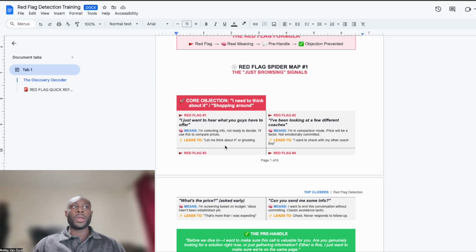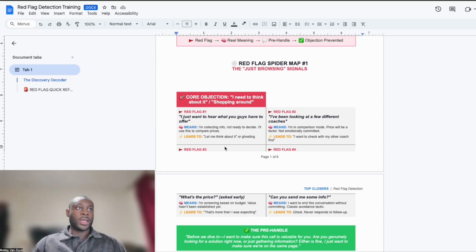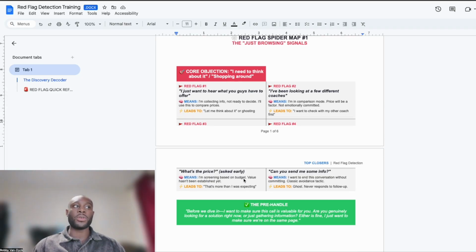Red flag number two. "I've been looking at a few different coaches." This means I'm in comparison mode. Price will be a factor. I'm not emotionally committed. Leads to "I want to check my other coach first before making a decision." "What's the price?" If they ask that early, that means I'm screening based on budget. Value hasn't been established yet. This leads to "that's more than what I was expecting." Usually people give you objections like think about it. That's usually the starting objection.